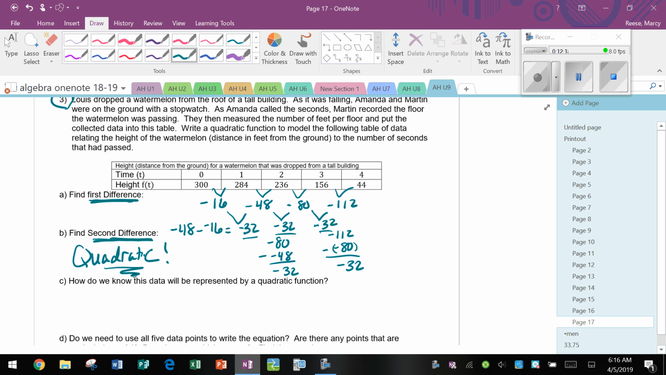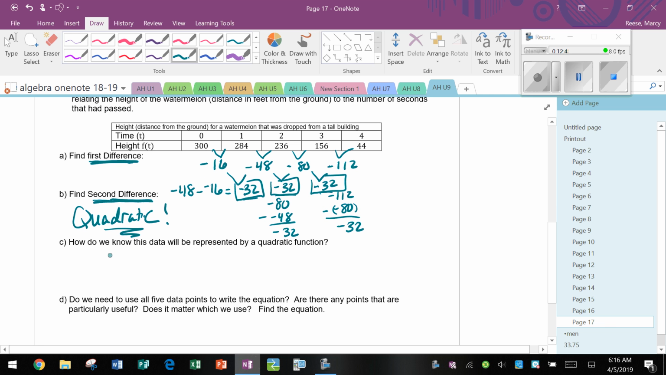So how do you test to see if a table is indeed a quadratic? You do the first difference and then the second difference. And as long as all these numbers in the second difference are exactly the same, you know it's a quadratic. It will work every single time. Okay?